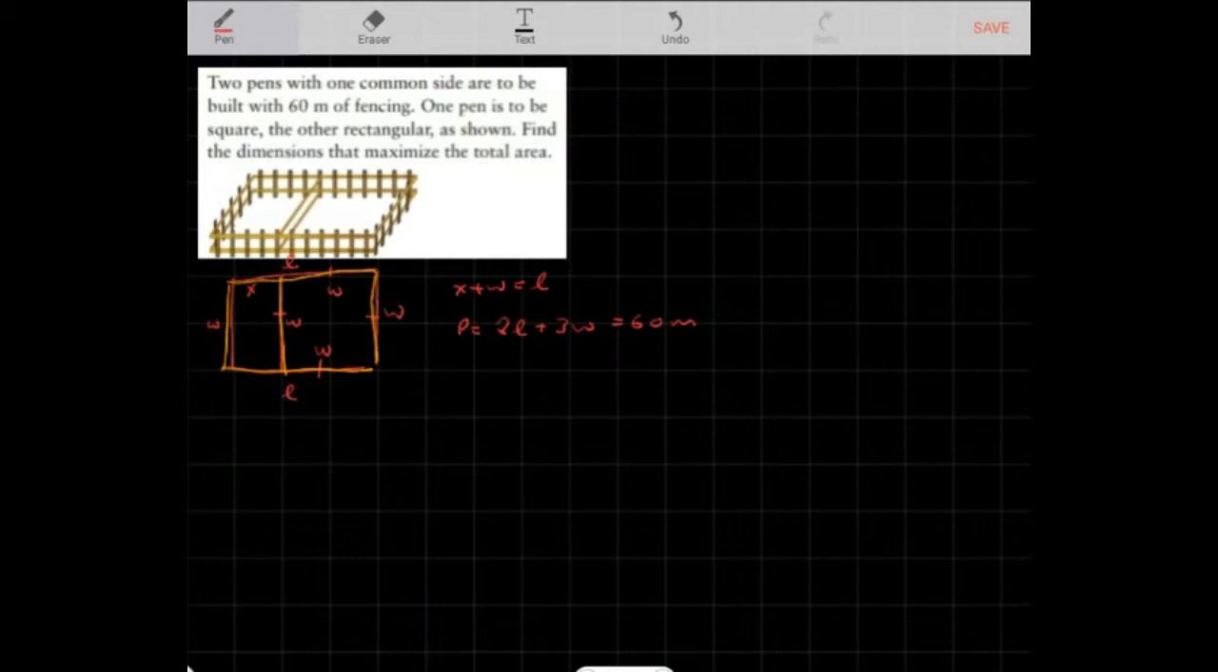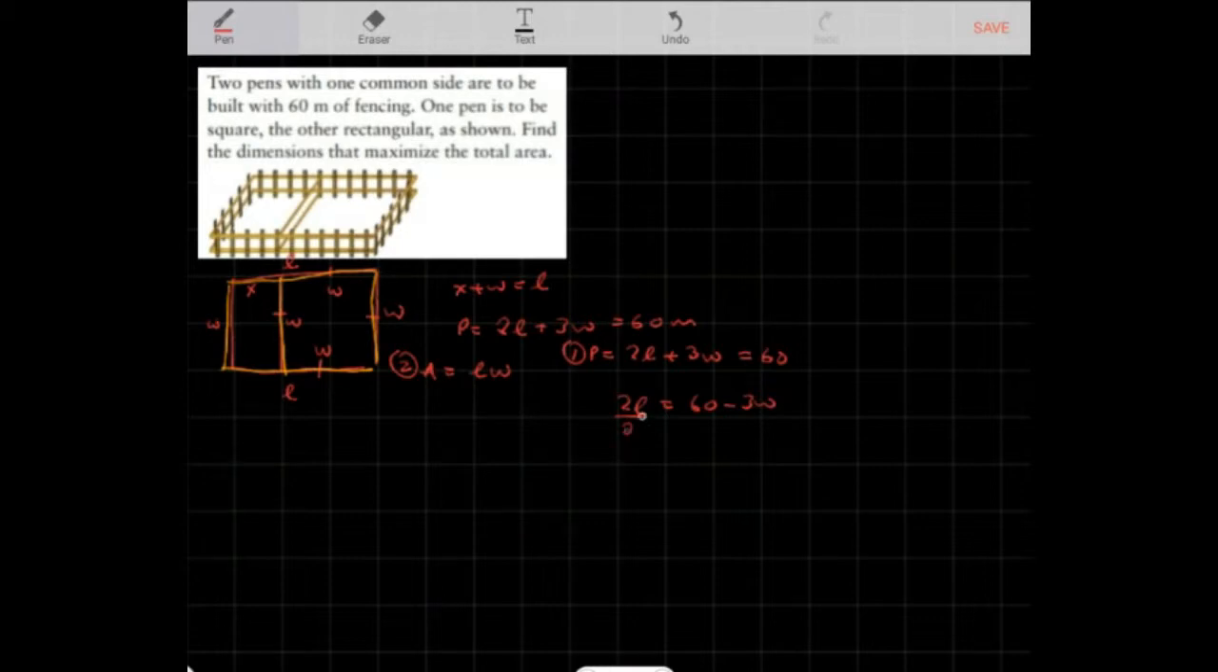Now we also understand that the total area is length times width. What we want to do is create a function of area with respect to one variable. In order to do that, I'm going to do a substitution. The perimeter, once again, is 2 times length plus 3 times the width, equal to 60. I'm going to solve for one of the variables. So 2 times length is equal to 60 minus 3 times width. You can pick length or width, it doesn't matter.